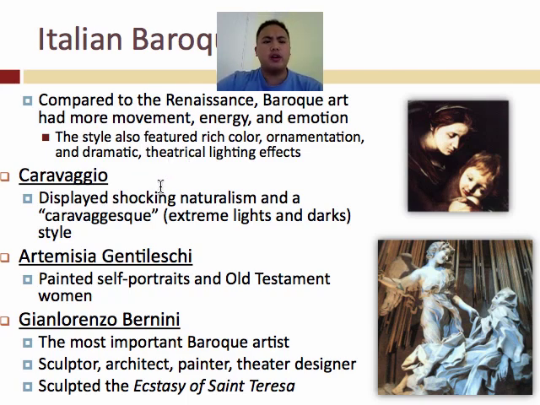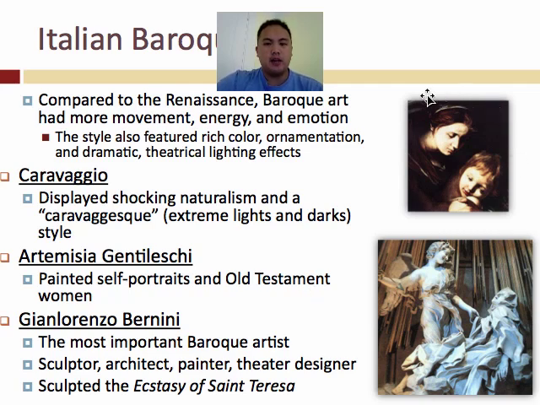The three from this era, we got to talk about Caravaggio. He had this shocking naturalism, Caravaggesque, extreme lights, extreme darks. That's how he gets this shocking realism. Artemisia Gentileschi, she painted self-portraits, and her theme was Old Testament women. And then Gian Lorenzo Bernini, the most important one. So if you remember any of these, remember Bernini. He was a sculptor, architect, painter, designed theater, and he sculpted the Ecstasy of Saint Teresa.